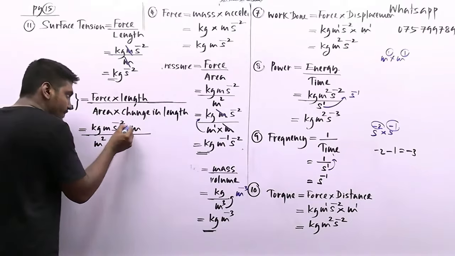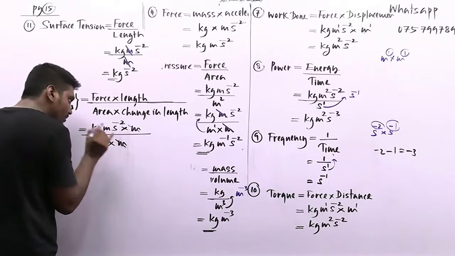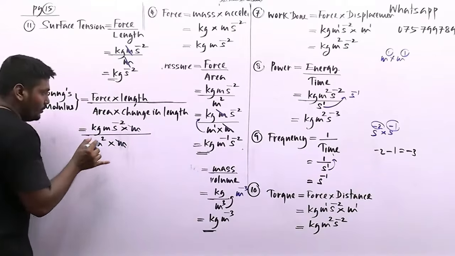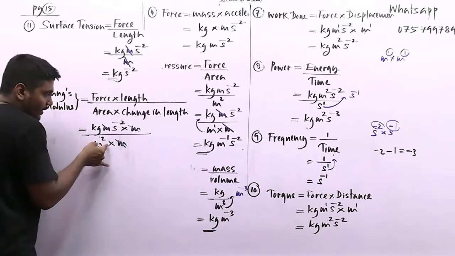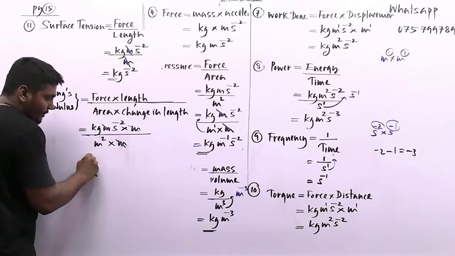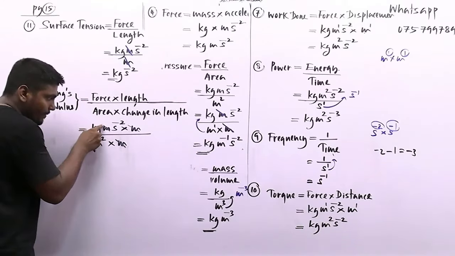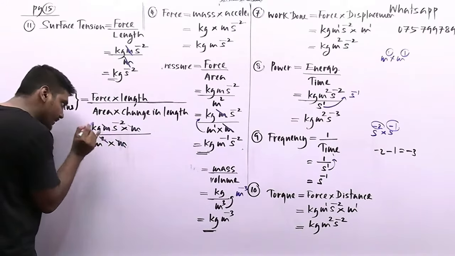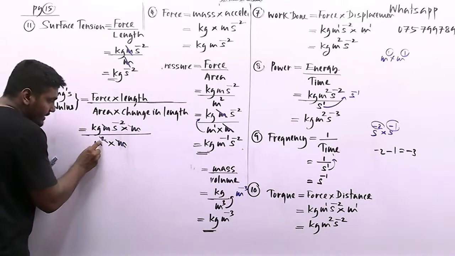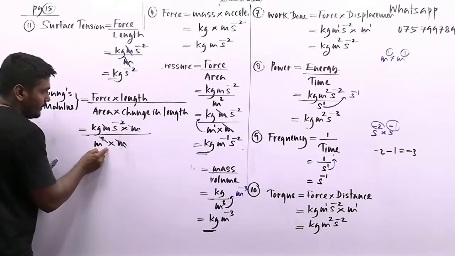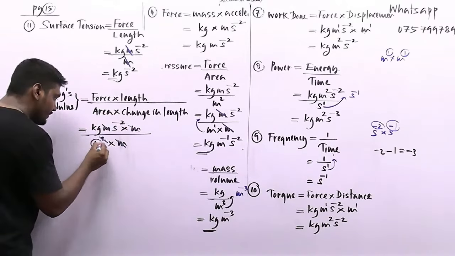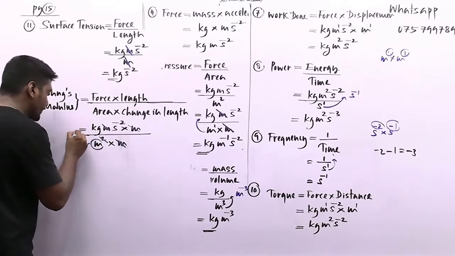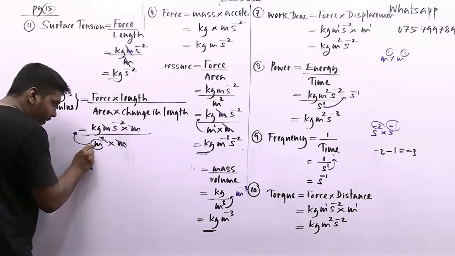When you cancel out the simple limb and simple limb, you can also cancel out this simple limb with one of the simple limbs. M square means m into m. Then this simple limb cancels out with one of the simple limbs here. Then only the simple limb remains as the denominator. If you move the simple limb to the numerator, it becomes simple m to the power minus 1.